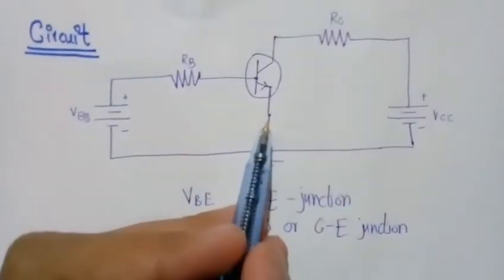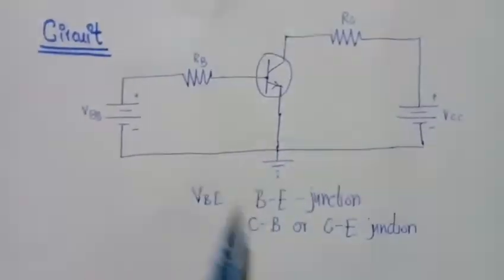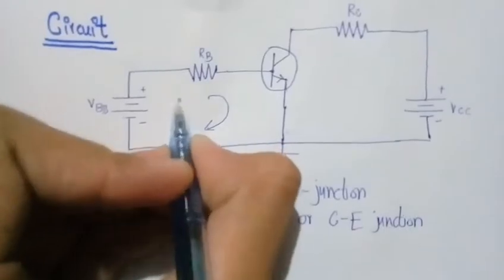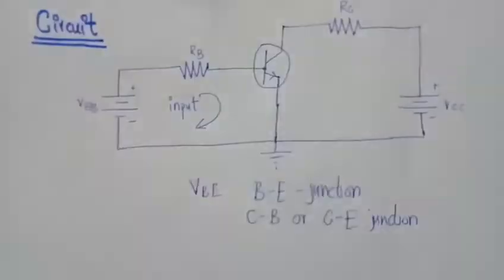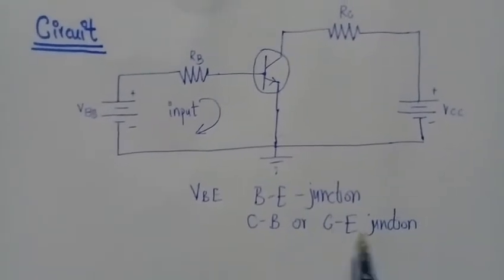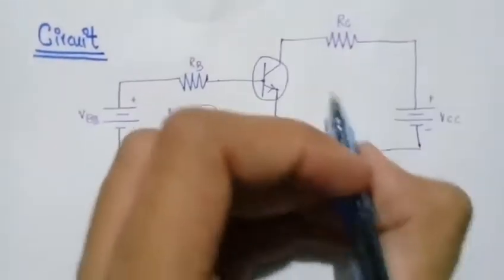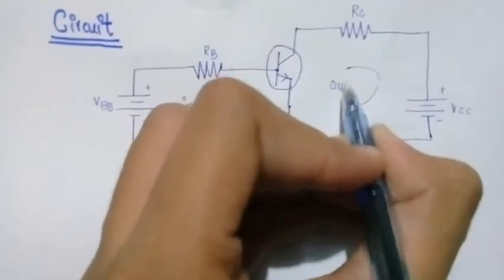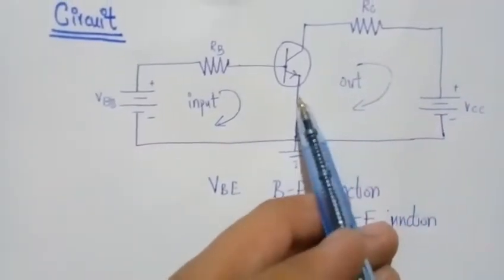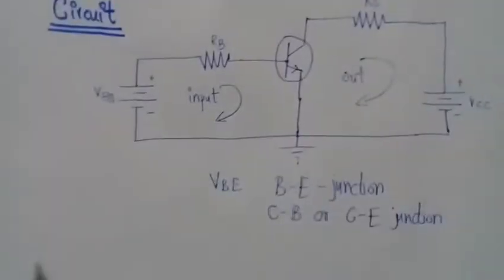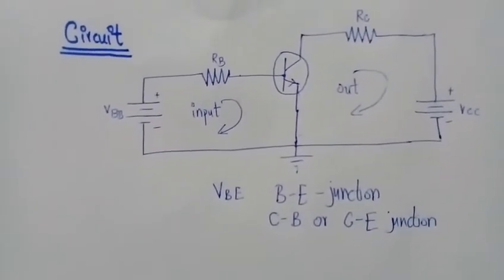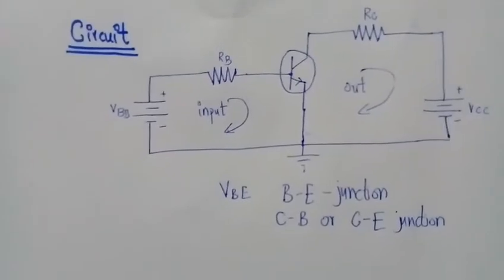So this will be the emitter side and this will be the base side. So it will be the base emitter junction, and it will be the input loop of the transistor. And the collector base junction or collector emitter junction is present in this loop, so this loop is called the output loop of the transistor, because this will be the collector side and this will be the emitter side. So guys, this is the circuit of common emitter configuration.